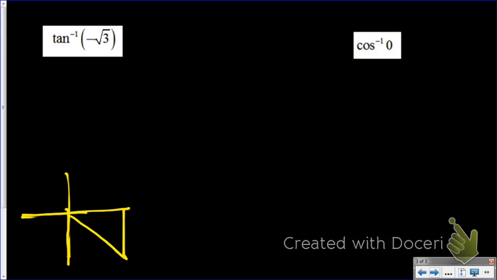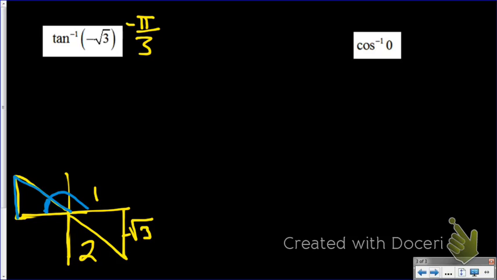So negative root 3 means I have an opposite over adjacent of root 3 over 1. That means my missing side is 2. So across from that root 3, I'm going to have 60 degrees, which is pi over 3 in radians. So that is a negative pi over 3. Now I'm going to draw that same reference angle in quadrant 2. So if I have pi over 3 as a reference angle, it's pi all the way around my circle. So pi minus pi over 3 gives me 2 pi over 3.